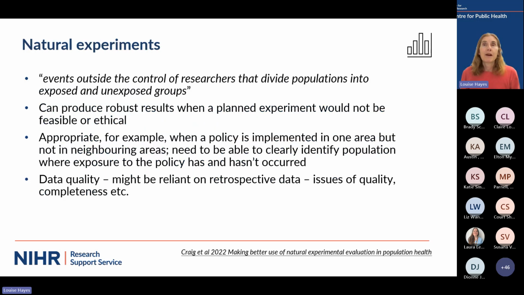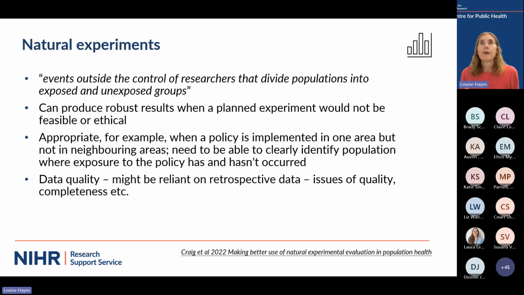So then I'll just say a little bit about natural experiments. These are, as I was saying before, often used for evaluating policy change. And this is a quote from Peter Craig's paper from a few years ago, where these are events outside the control of the researchers that divide populations into exposed and unexposed groups. So it's not an experiment in the way that a trial would be, where we're allocating people to receive or not receive something. This happens because of a naturally occurring thing or a policy change, something that's implemented.